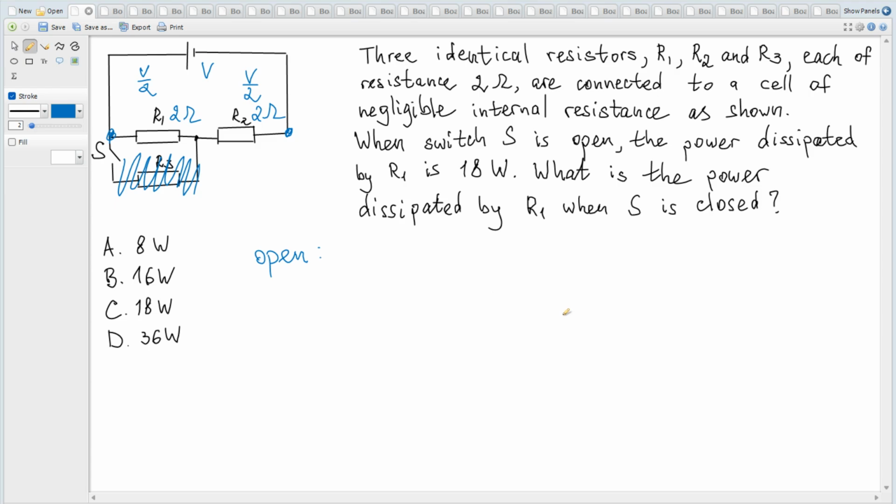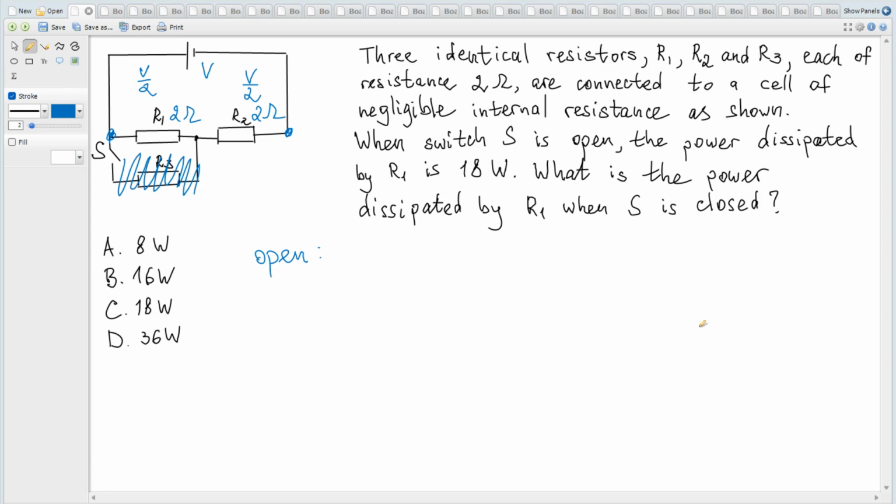It's the same as finding the total resistance in series: add up 2 plus 2, which is 4. Then the current in this circuit through R1 and R2 is V over 4, and the potential difference across R1 is the current, V over 4, times the resistance, 2, so we get the same result.